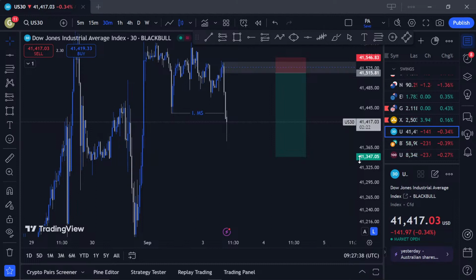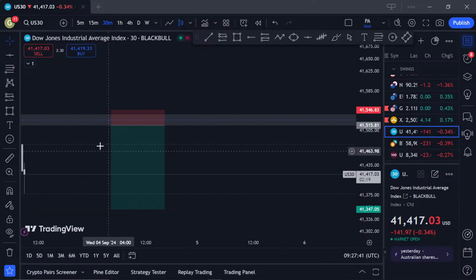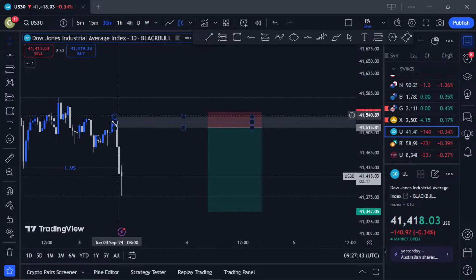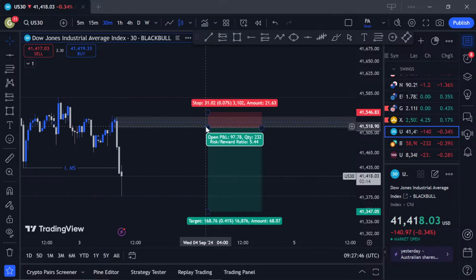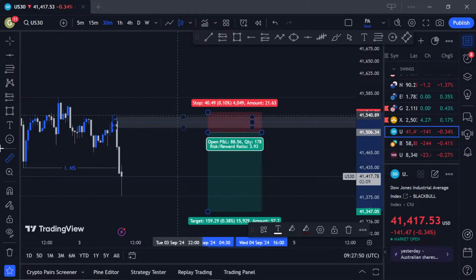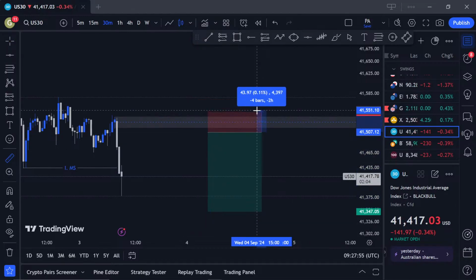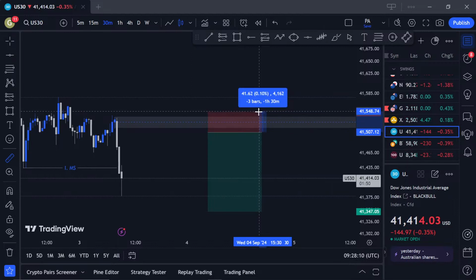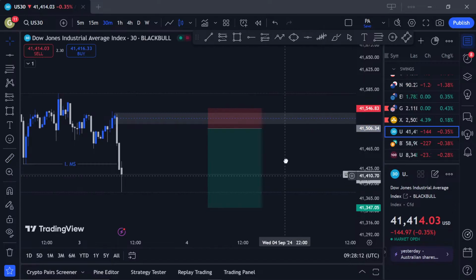The easiest way you can know the pip difference on TradingView is to simply look at this 30-minute demand level, this 30-minute supply level that I use here, and from there look at where I'm putting my entry, and then use this ruler here to drag through. On my own here, it shows about 4,397 points, which is 43.97 pips. That is the stop loss gap from our entry.